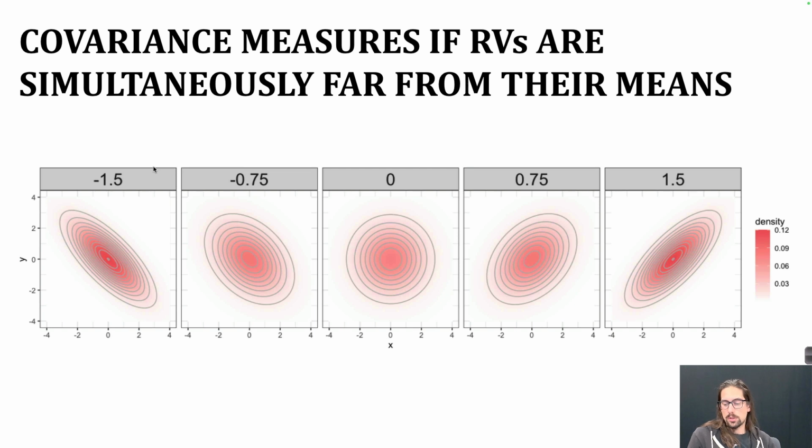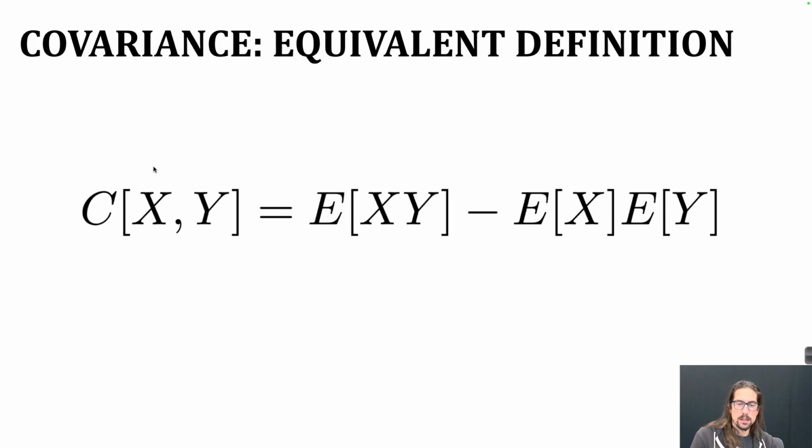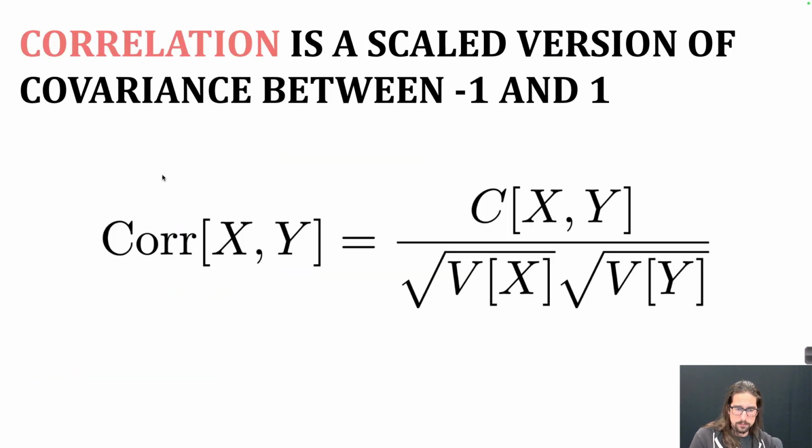And so to compare apples to apples between distributions, sometimes you just want to scale that covariance relative to the variances, or the spreads, of the marginal distributions of x and y.